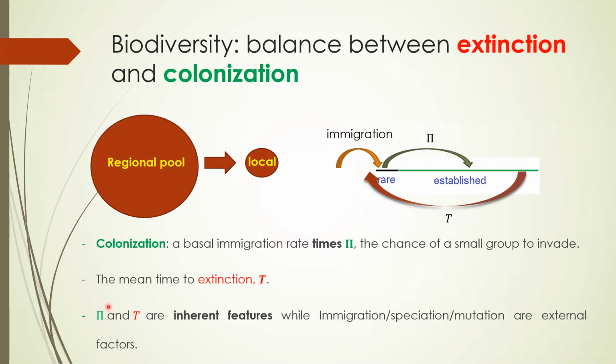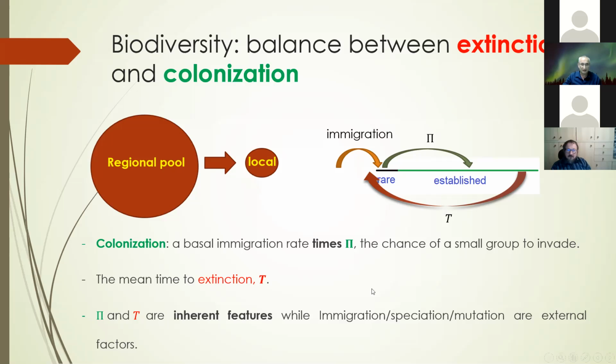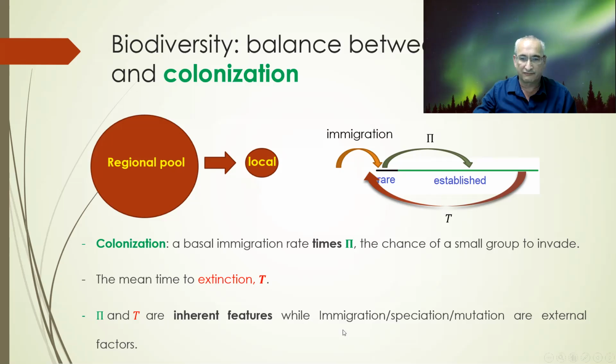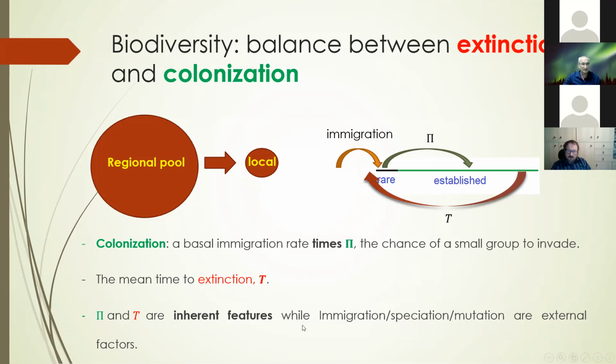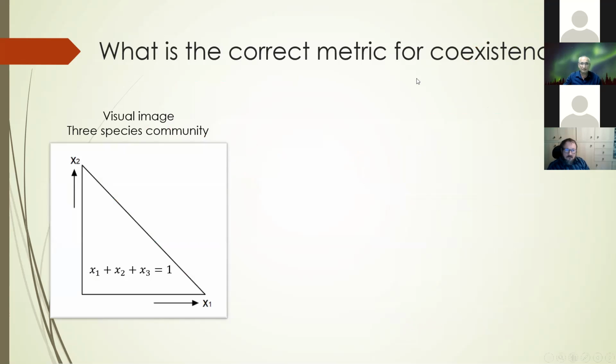Both pi, the chance of invasion, and T, the mean time to extinction, are inherent features of the local community, while the rate of immigration, or, if we think about global communities, speciation, or mutation in population genetics, are external factors that I will not discuss here. We will be interested in the parameters that govern the stability of a local community, maybe the chance of invasion and the time to extinction. So what is the correct metric for such an assessment?